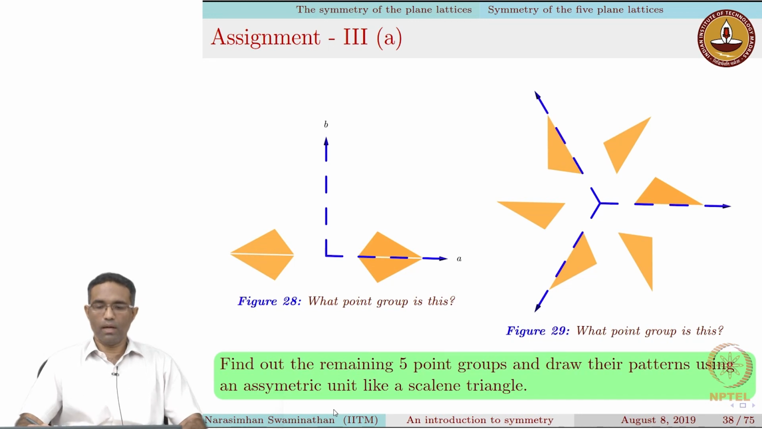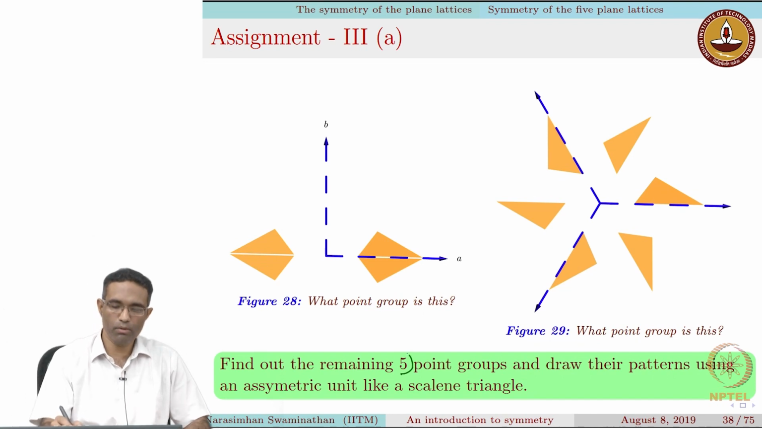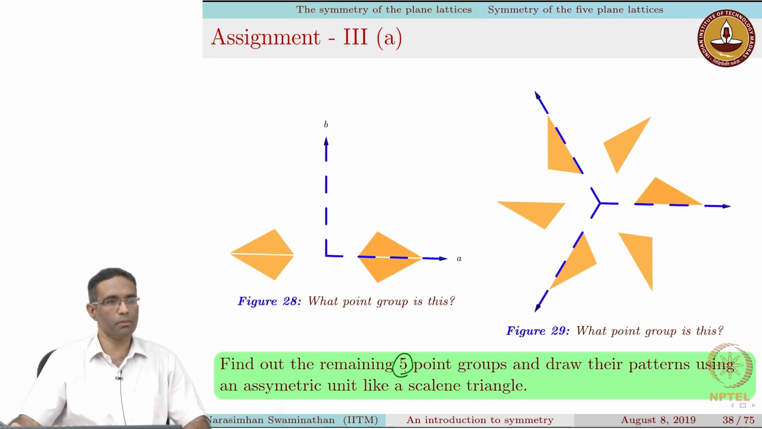So I just have a couple of questions. We have already seen this. This should be extremely easy: find out what point group this pattern belongs to. So you should be able to find out the remaining point groups and draw their patterns. You should be able to easily find them. We have seen, I think, 4 or 5 or 6 point groups already. You should be able to take a look at the others, and I want you to be able to draw these patterns.